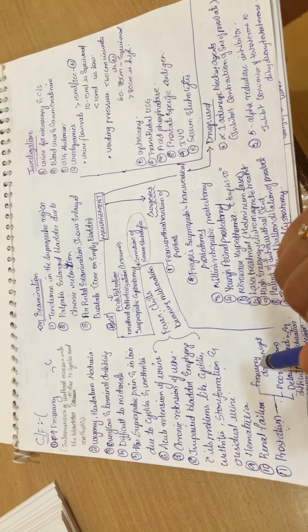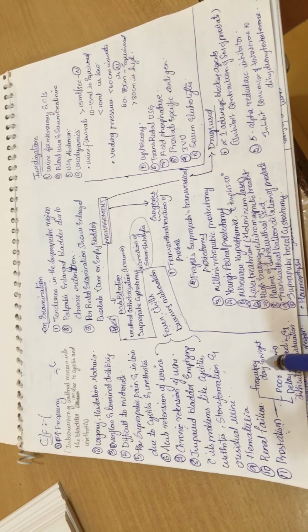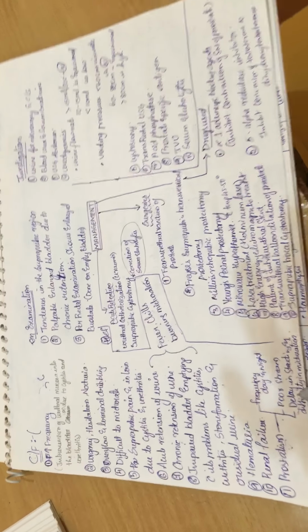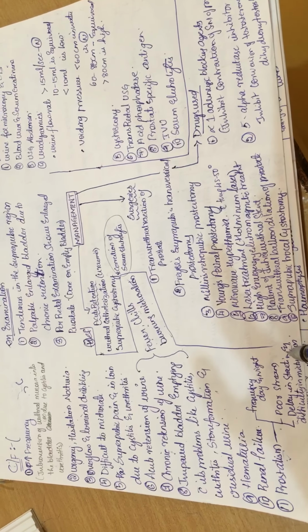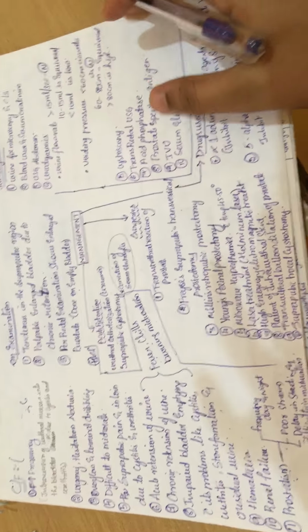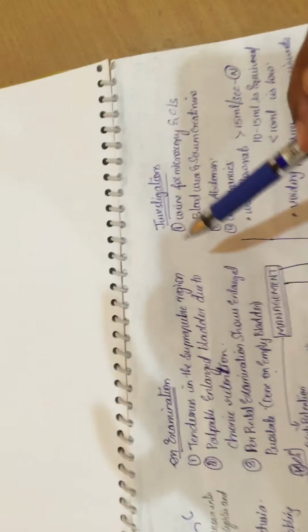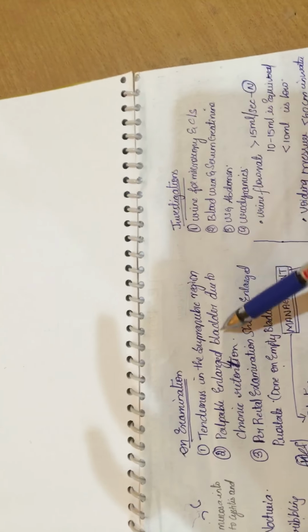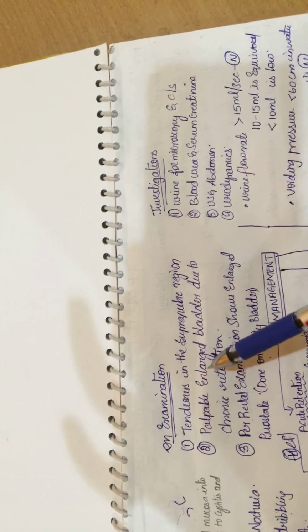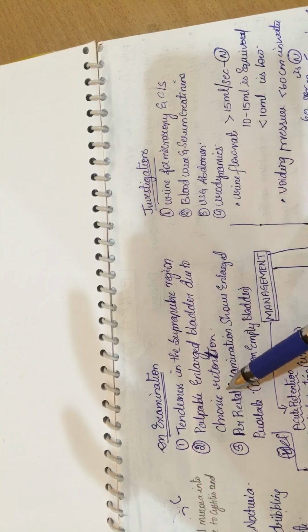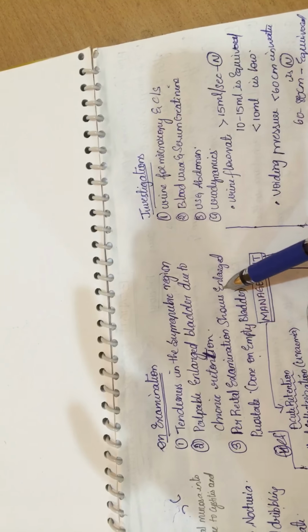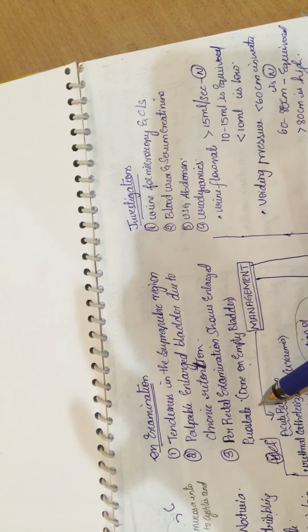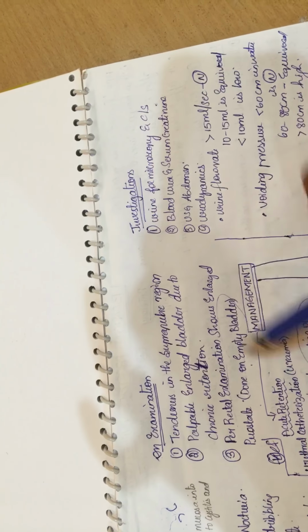The frequency of urine is the same day and night. There is poor stream, delay in starting and difficulty in micturition. Examination: there is tenderness in the suprapubic region, and a palpable enlarged bladder due to chronic retention. Per rectal examination shows an enlarged prostate. PR is done on an empty bladder.